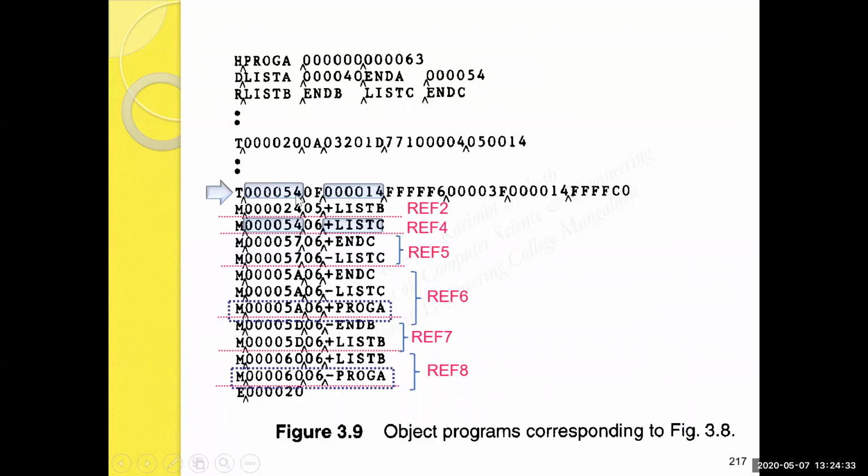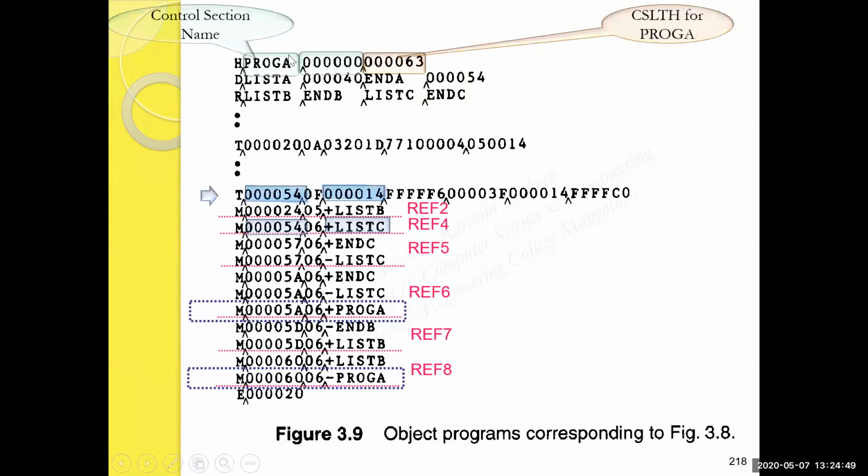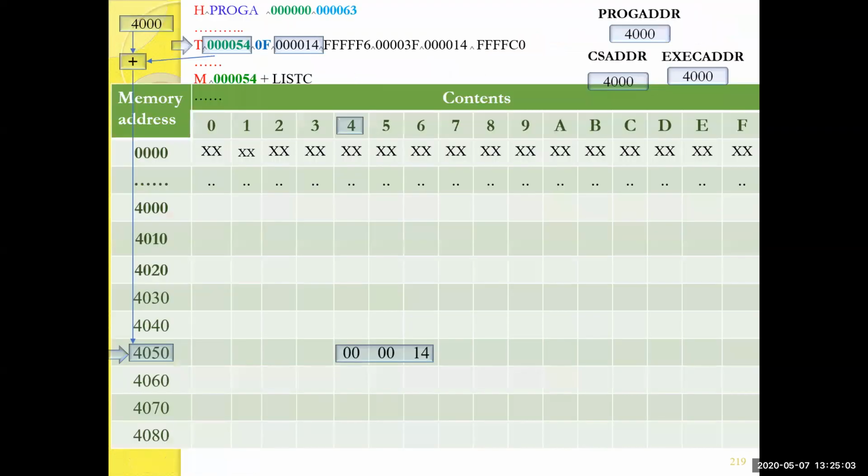So when the text record is processed by the linking loader, it initially moves the object code 14 into the memory location 54 plus the starting address for program A. Okay, this is an object program. The length of program A is 63. The starting relative address is 0. And we have assumed that the beginning address where the linked program is stored is 4000. So that way the starting address for program A is also 4000.